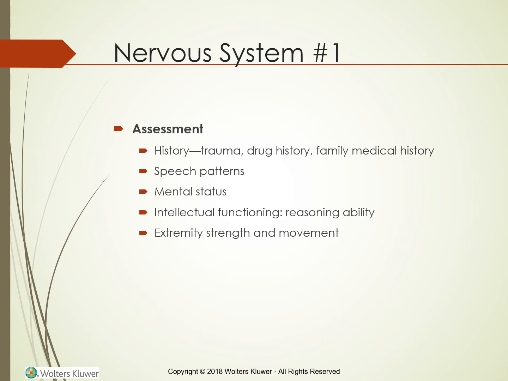The nurse observes the client's speech pattern, mental status, intellectual functioning, reasoning ability, strength, and movement or lack thereof in all extremities. When taking the health history of an older adult who has difficulty remembering recent or past events, symptoms, drug and medical history, and any other necessary facts, obtain or confirm the information with a family member or friend.